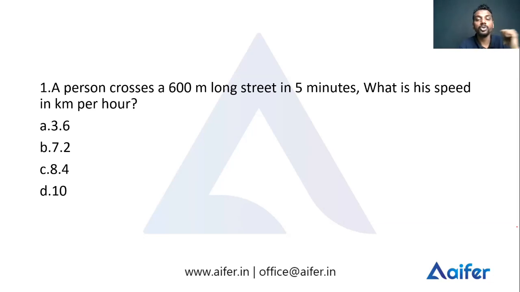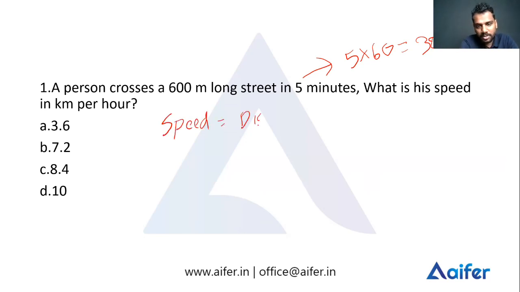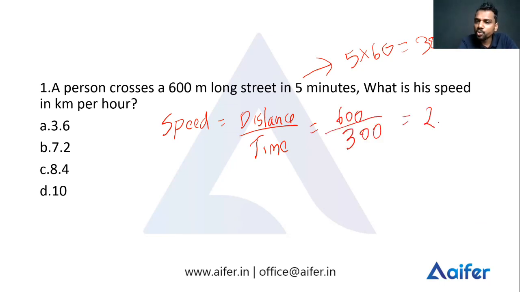Okay, now I will do it here. First of all, let's change into meter per second. This is 5 minutes, which means 5 into 60, that is 300 seconds. We can't find meter by minute. It should be meter by second or kilometer per hour. So we have speed equal to distance by time, which is 600 by 300, which we get as 2 meter per second.